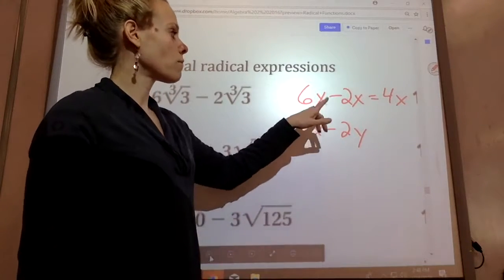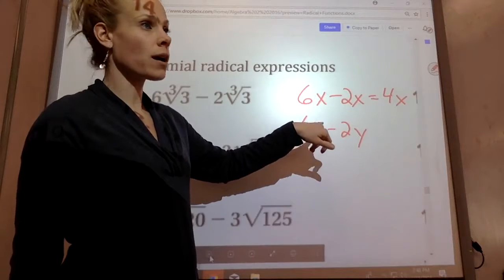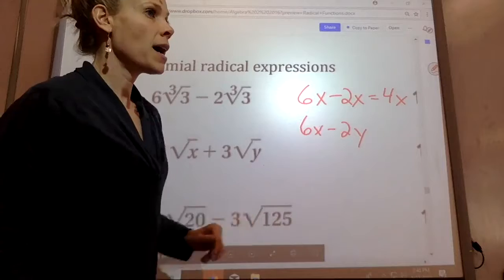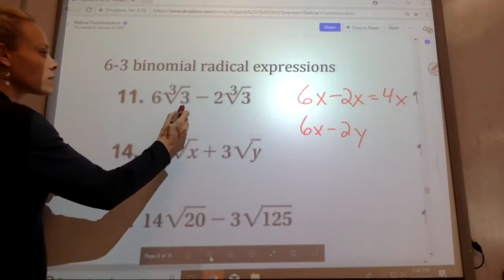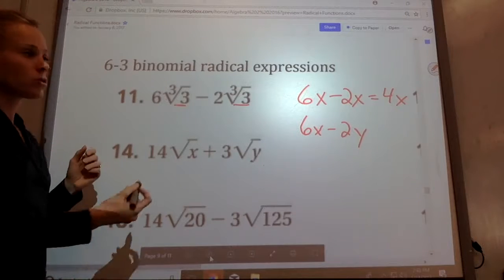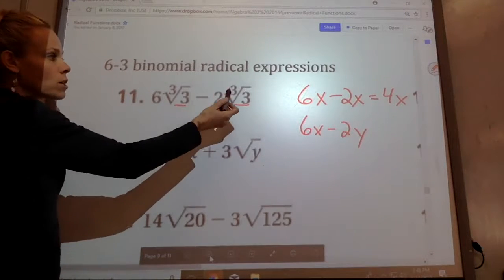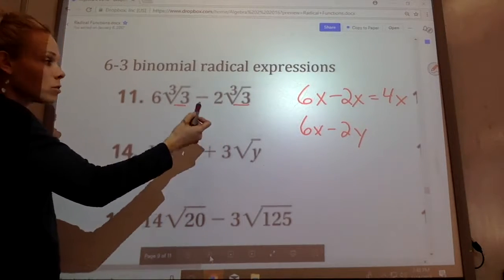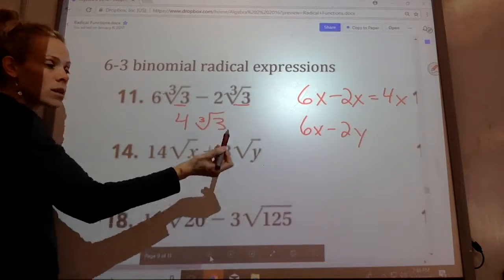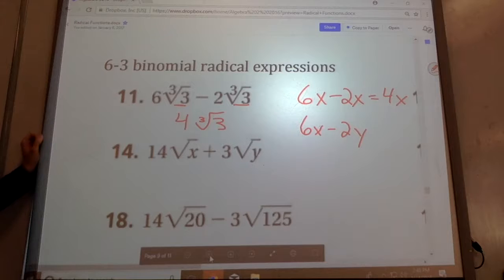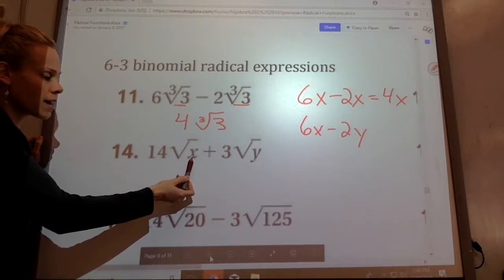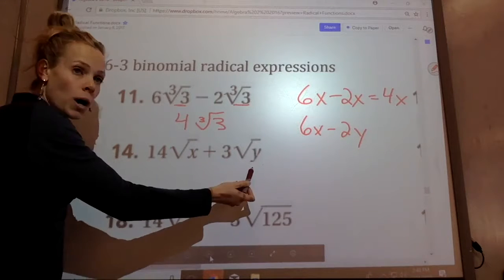So you can think of radicals the same way, right? The x's match. That has to be the same thing with radicals. They have to match in order to add and subtract. So since these are both cube root 3, cube root 3, I can do 6 minus 2, which is 4, and I'd say 4 cube root 3.